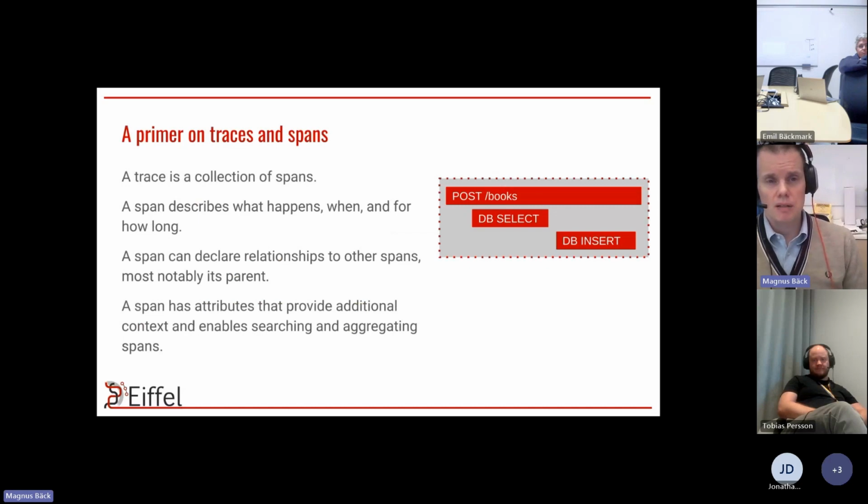And if you haven't worked with traces and spans at all, I thought I'd give this little primer on what it's all about. So what you see on the right is a visualization of a single trace, which is a collection of one or more spans. And a span describes something that happens in a software system. It tells us when it happens and the duration of this activity. Spans can have relationships to other spans, like in this case. The root span of this trace is the HTTP post to some /books endpoint. And we can see that it makes two database queries, one select and one insert. The select comes first, and then comes the insert. And then the whole request is over.